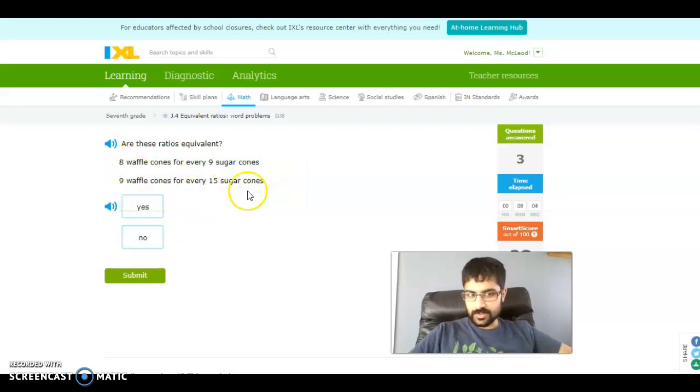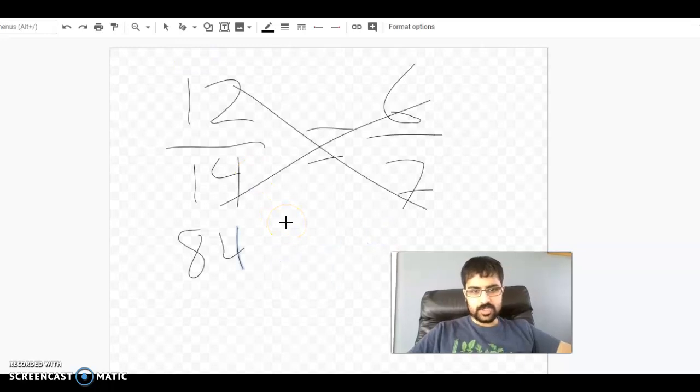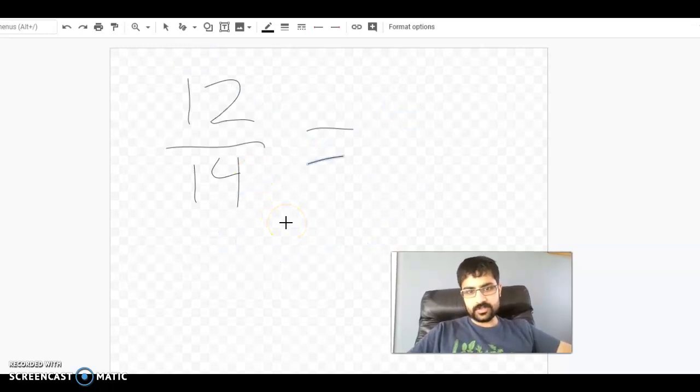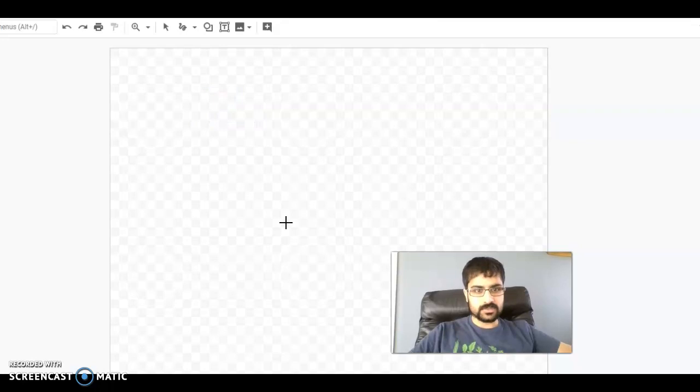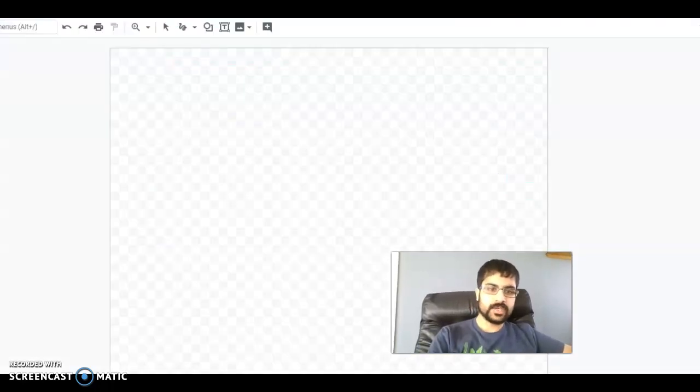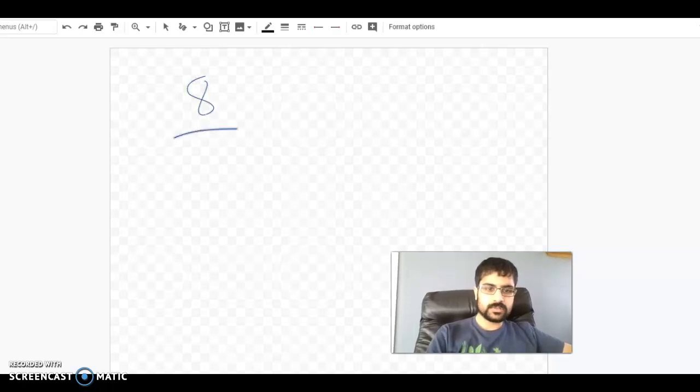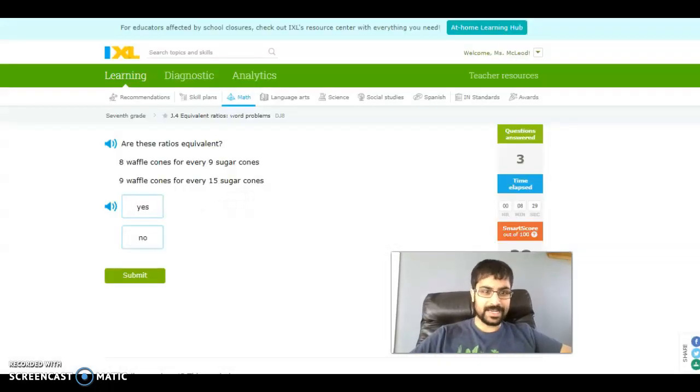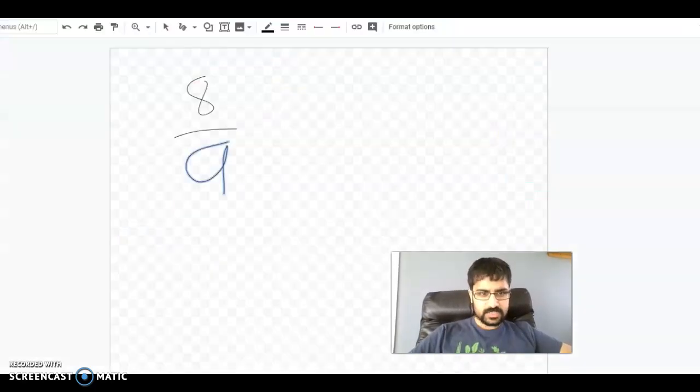Aha, we finally found one where I think they won't be equal. 8 waffle cones for every 9 sugar cones. 9 waffle cones for every 15 sugar cones. Just so we're totally clear, waffle cones are way better than sugar cones. Sugar cones they're okay. But if you can get the waffle cone, always go for it. So, 8 waffle cones to 9 sugar cones. There we go. That's a terrible line. And then 9 waffle cones to 15 sugar cones.